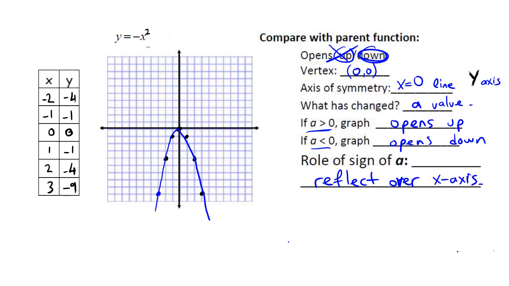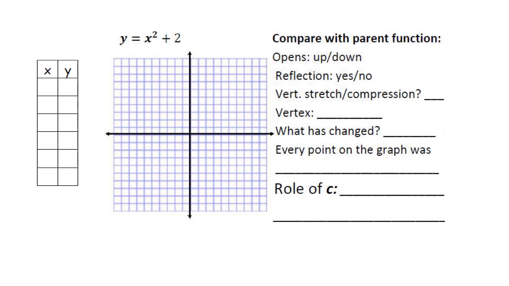Let's look at one last one here. I will start with my numbers: -2, -1, 0, 1, 2, 3. Let's plug in our x values so we can find the y values. y is 6, 3, 2, 3, 6, 11. Let's plug these in the graph: (-2, 6), (-1, 3), (0, 2).